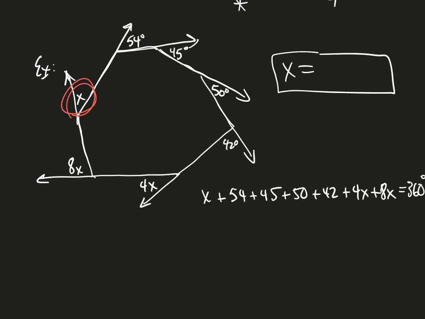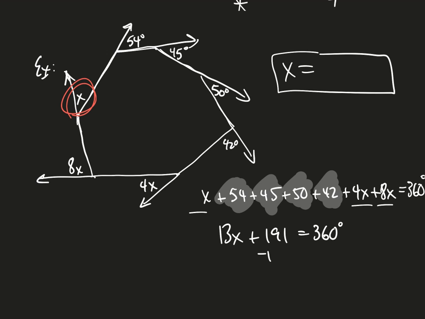So like we always do, combine any terms that have an x, so there's 3 of them, 1x, 4x, 8x. 1 and 4 is 5. 5 and 8 is 13. Then combine any numbers that are just all by themselves, in other words, no variables attached. So we could put all 4 of those together, 54 plus 45 plus 50 plus 42. So I'll add those up, giving us a total of 191.